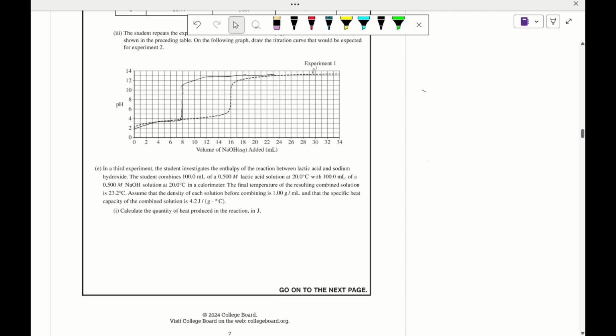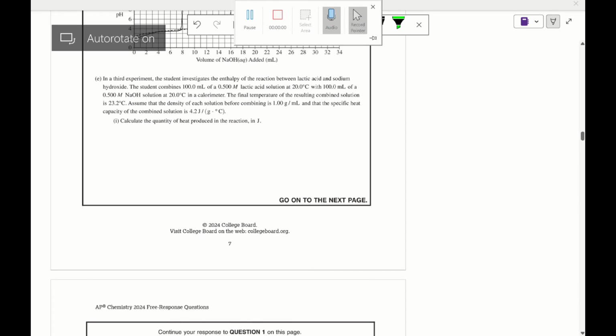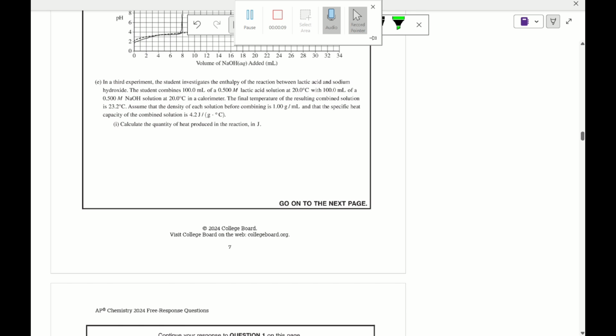And then lastly, or not lastly, but part E. Alright, so part E, they're asking how much heat was produced in this reaction. So they give us the moles of lactic acid and the moles of NaOH, as well as the volume. So to find this, we take the molarity and multiply it by the volume, 0.5 times 0.1, which would give us 0.05 moles.